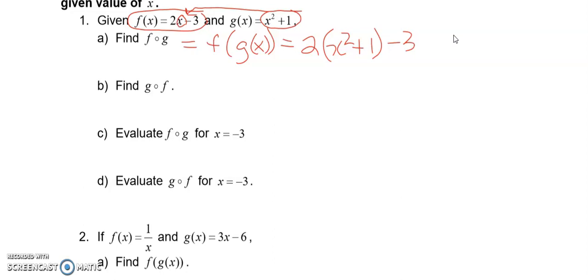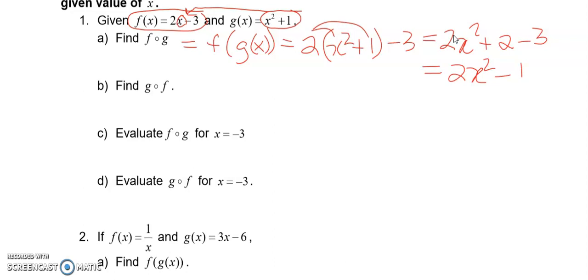And now I just simplify this, of course, right? So that will become 2 multiplied by x squared. Well, that's 2x squared. And 2 times plus 1 is plus 2. And then the minus 3 was outside. And so look at what you get. You just get 2x squared minus 1. That's the composite function.